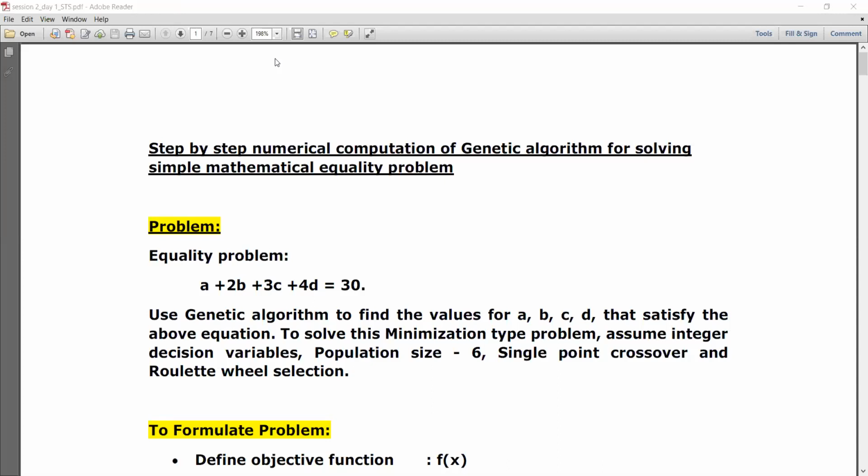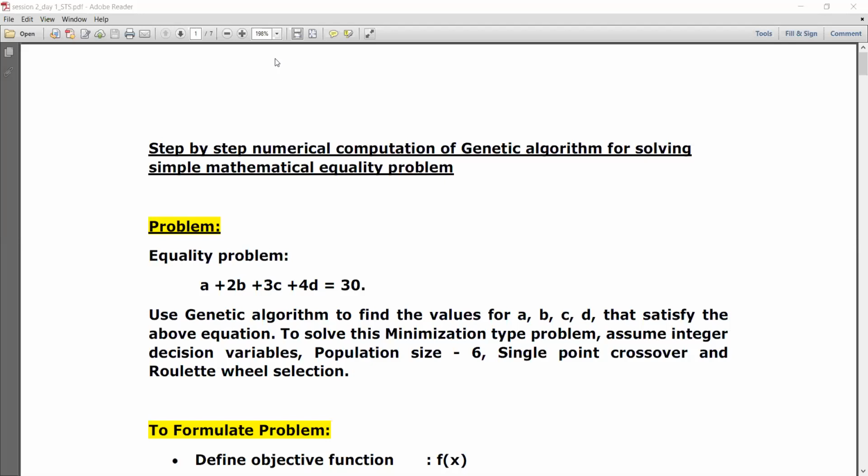So once again, welcome all for the second session of day 1 FDP. The title of the session is Step-by-Step Numerical Computation of Genetic Algorithm for Solving Simple Mathematical Equality Problem. So now, Bhaskar sir has explained to us what an evolutionary algorithm is. Now, as a next step, what are we going to do? We are going to apply that algorithm to solve a very simple mathematical problem which is known to all of us, even to a small school kid.